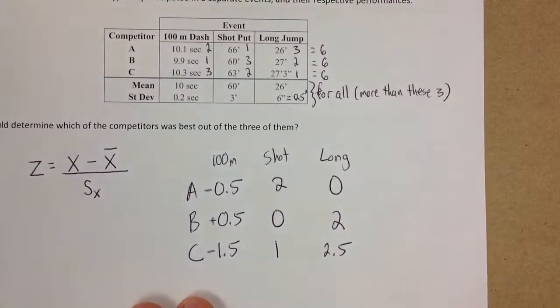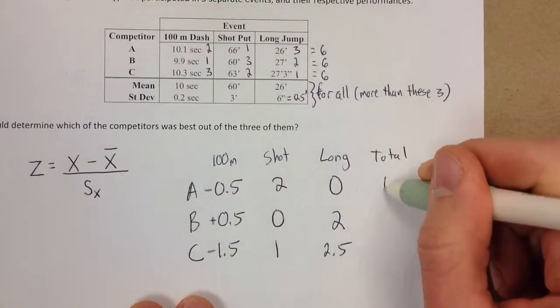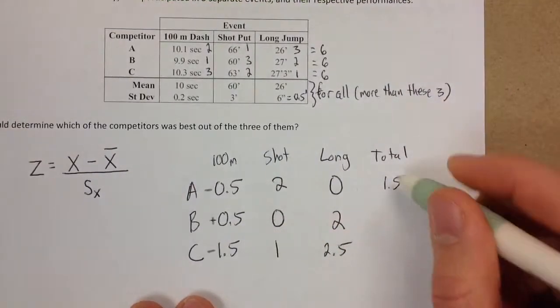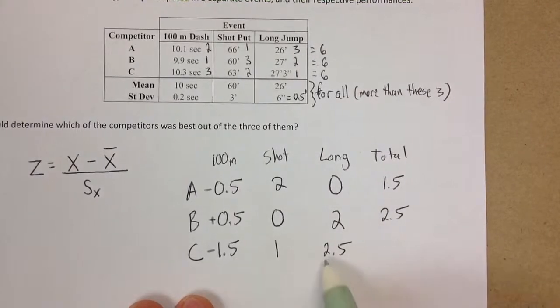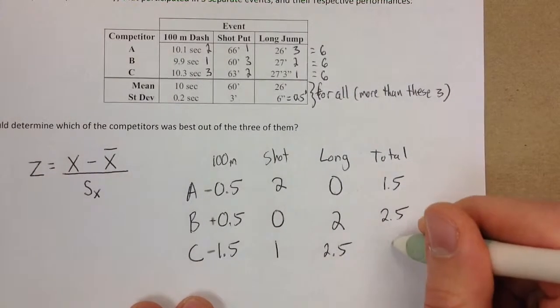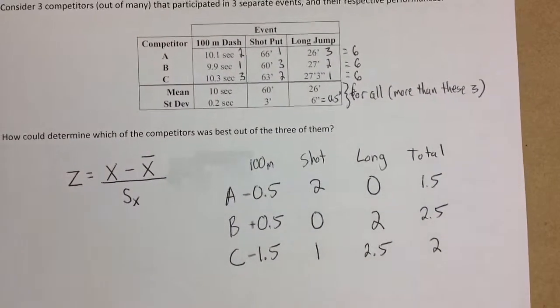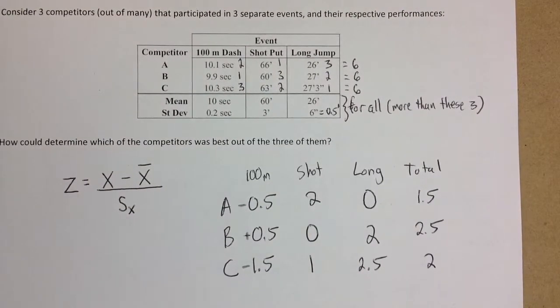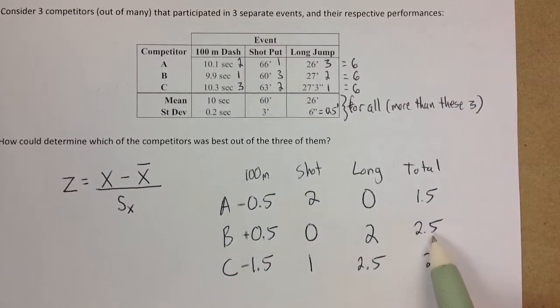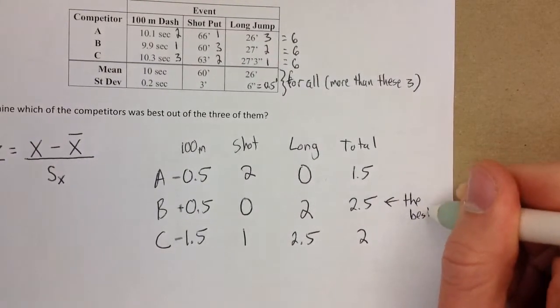Now let's add. So this is going to be 1.5, 2.5, that's going to be 1 and 1 and 2. Okay. Now, relative to all competitors, who's the best? Competitor B. Okay. They have the highest total standardized score. Good.